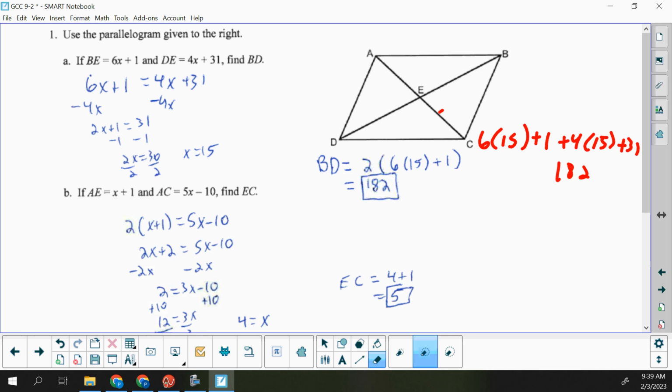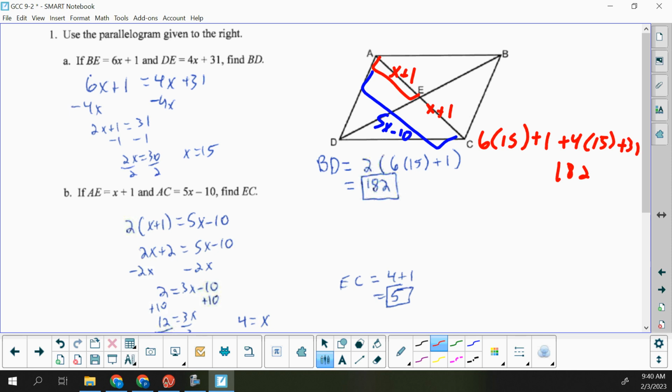In B, we've got AE, an expression for it is x plus 1. And then the whole thing, AC, is 5x minus 10. Well, once you've labeled all expressions they tell you in the problem, if you know any things are equal in your picture, and you only have one of them labeled, you can label the other ones that same expression. So what I mean by that is, because the diagonals bisect each other, we know AE and EC should be equal. AE is labeled with an expression, EC is not. So you would go ahead and label EC with AE's expression.